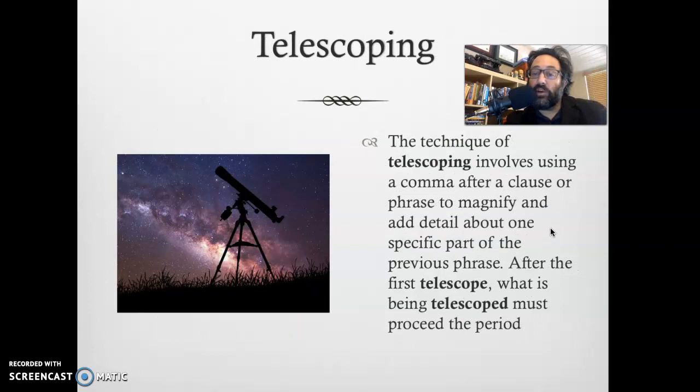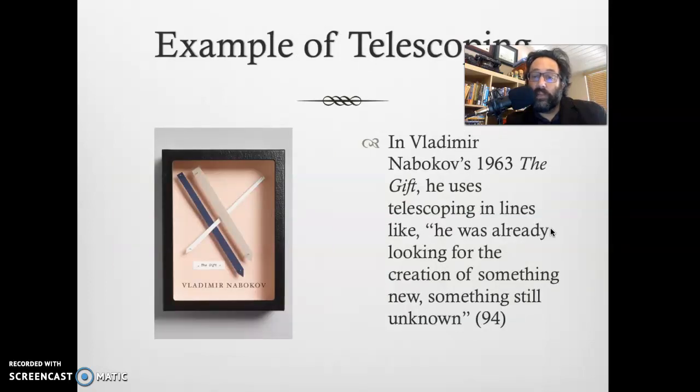Then there's a technique called telescoping. When you telescope, you simply say you're writing a sentence, and at the end of the sentence where you'd normally put a period, you would put a comma in this case. And that would allow you to telescope, as it were, or give us more information about the very last thing in that sentence, right before the comma. Here's an example from Nabokov's The Gift. He was already looking for the creation of something new, comma, something still unknown.